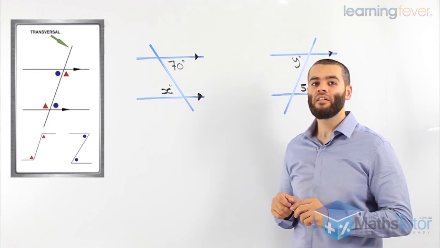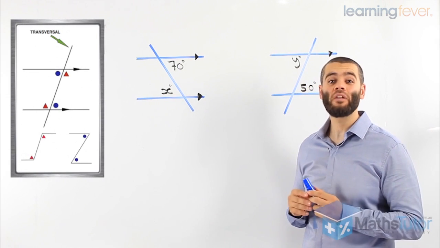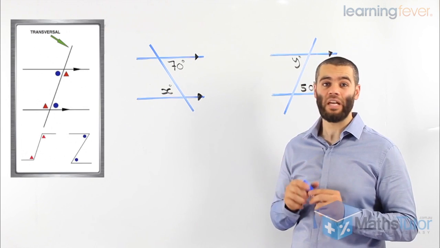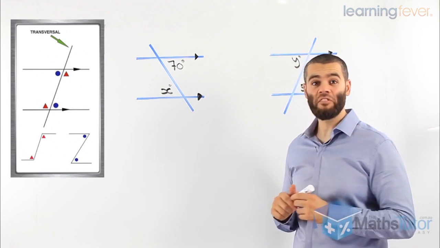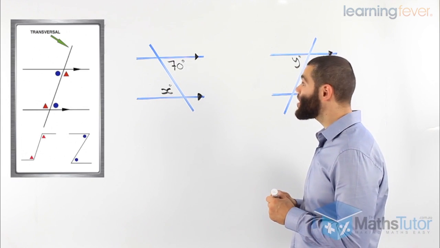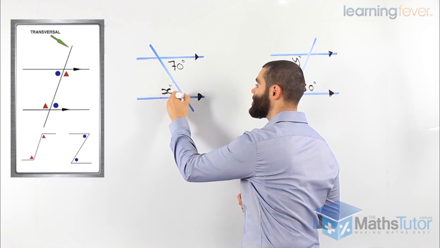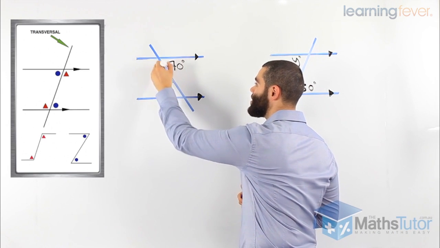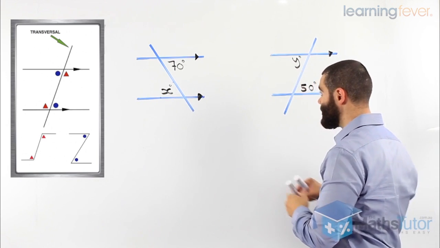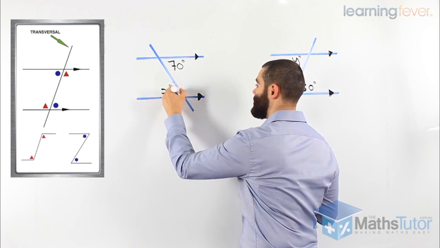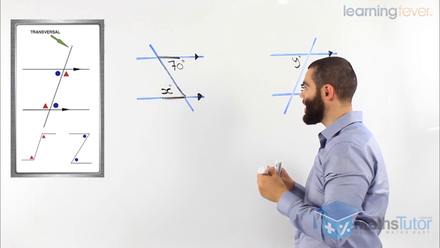Okay guys, now that we've learned how to locate and identify alternate angles, let us see how we can solve and find missing angles using alternate angles. In this diagram here, we have parallel lines and we have a transversal cutting them. We can see straight away that this angle here and this angle here are alternate, and we would like to highlight them, making a Z looking shape. Yes, we have alternate angles.